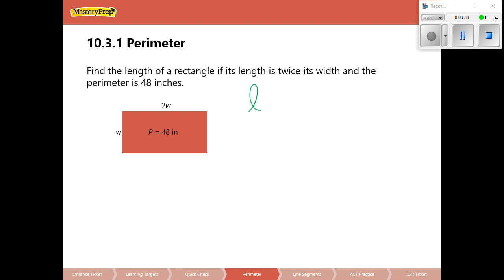If its length is twice its width. So what did they say? The length is what? Twice the width, yes? So the value of the width is, well, we don't know what it is. We can just call it W, yes? But the length is going to be twice whatever that amount is. So for our figure, we can say we have a width and 2W, yes?